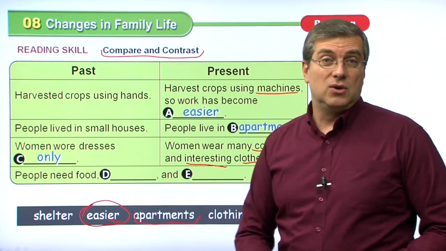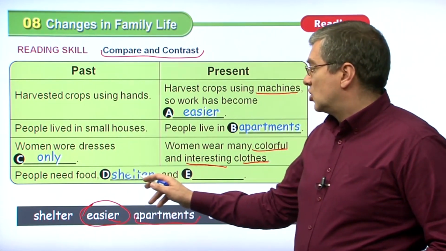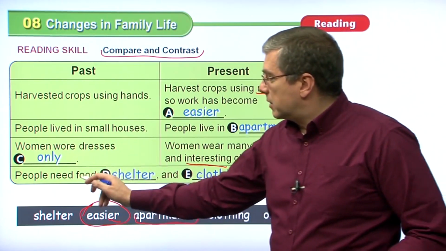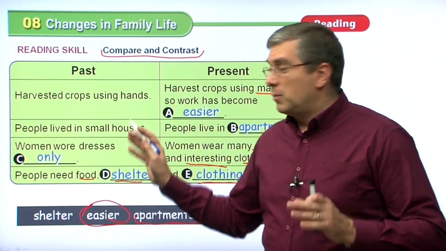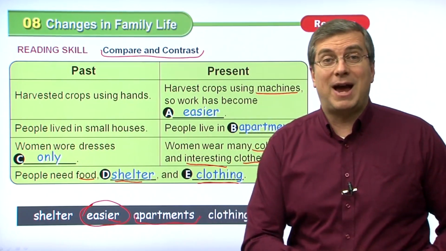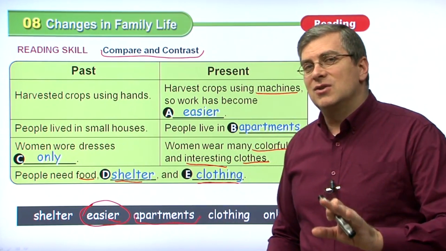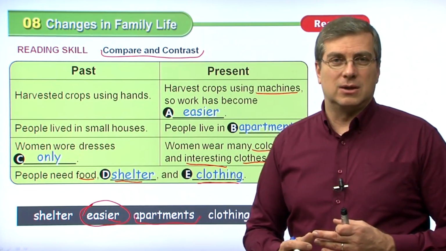Well, of course we need food. We've always needed food. We've always needed shelter. And we've always needed clothing. So these three things, food, shelter, and clothing, have not changed, right? People need food, shelter, and clothing. That hasn't changed from the past to the present. That remains the same. What has changed is how we get those things or where we get those things, right?